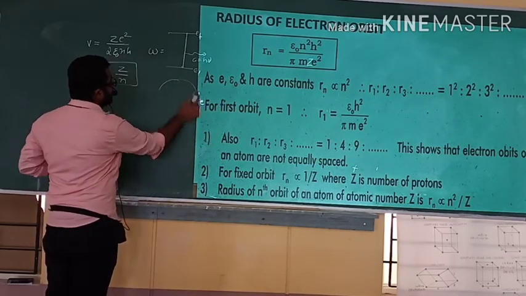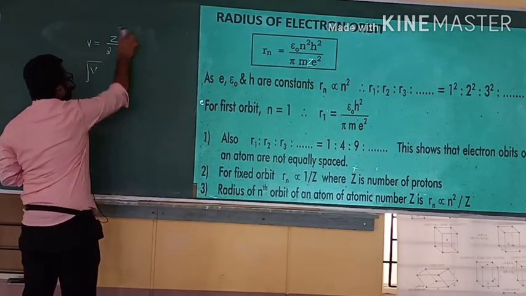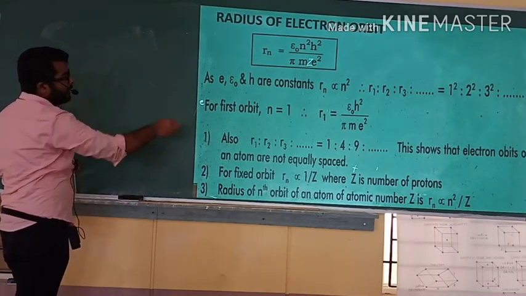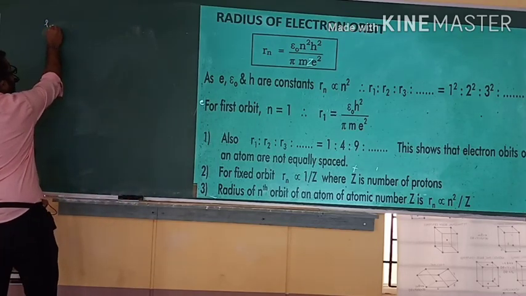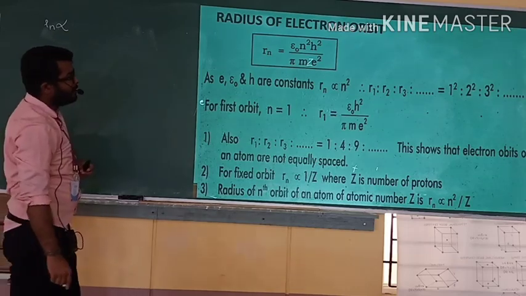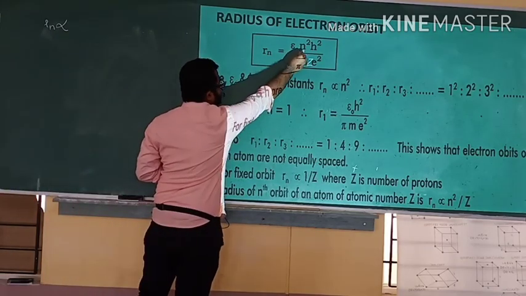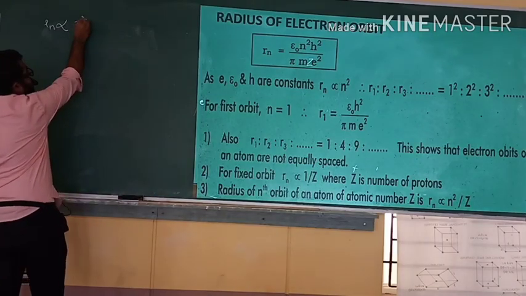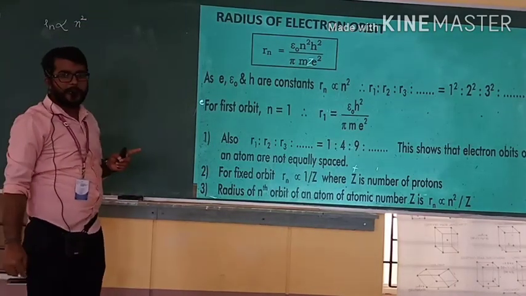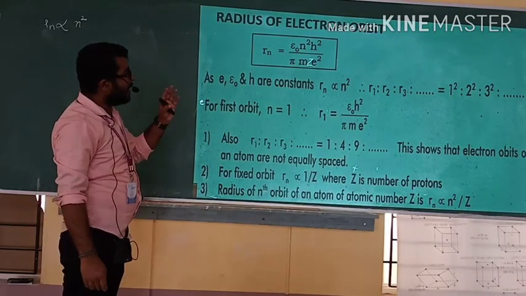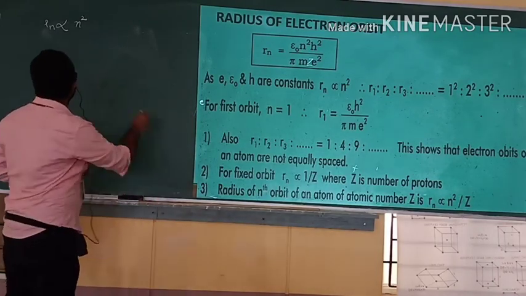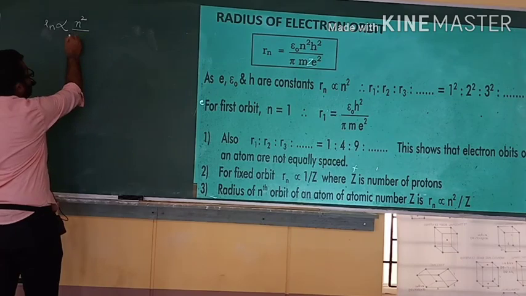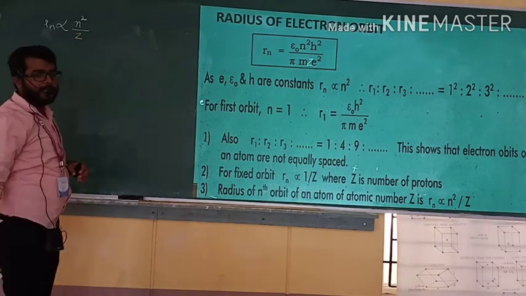So, leaving out the constant terms, if you write the proportionality, you will get Rn is proportional to n square for hydrogen atom. If it is some other atom, what should we do? We write Rn proportional to n square divided by Z.